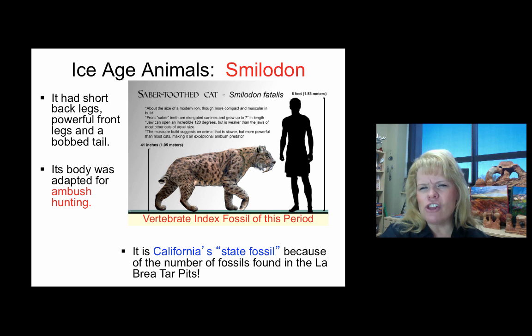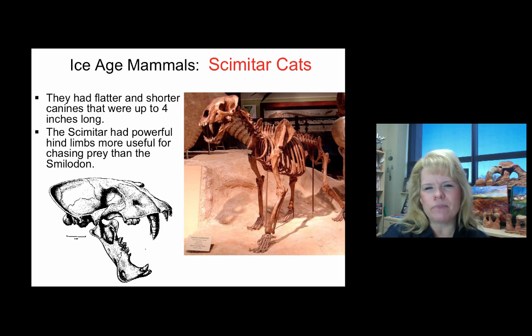Interesting that the Smilodon is the California state fossil because of the La Brea tar pits. The La Brea tar pits, very interesting place that you need to learn more about. Scimitar cats, love these guys. These kind of were the impressive cats of their time. One of the questions I have is why did they go extinct? Because this was an animal a little bit smaller than a saber-toothed cat, but better built.